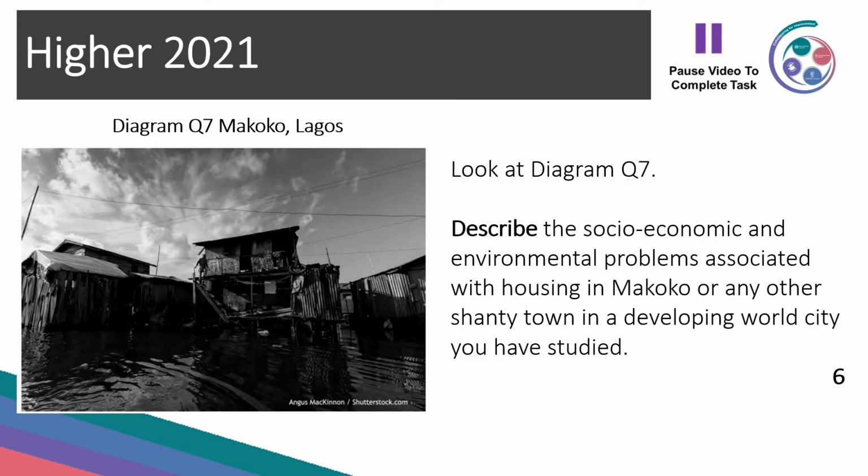So here is this question. It was from last year's question paper that went out to schools to use as an assessment piece. And we have a picture of the informal settlement in Lagos, and it says describe the socio-economic and environmental problems associated with housing in Makoko or any other shanty town in the developing world that you've studied. So for 6 marks, if you want to pause the video, you can take this question just now. As already mentioned, you're looking for 6 factually correct statements about this kind of topic.